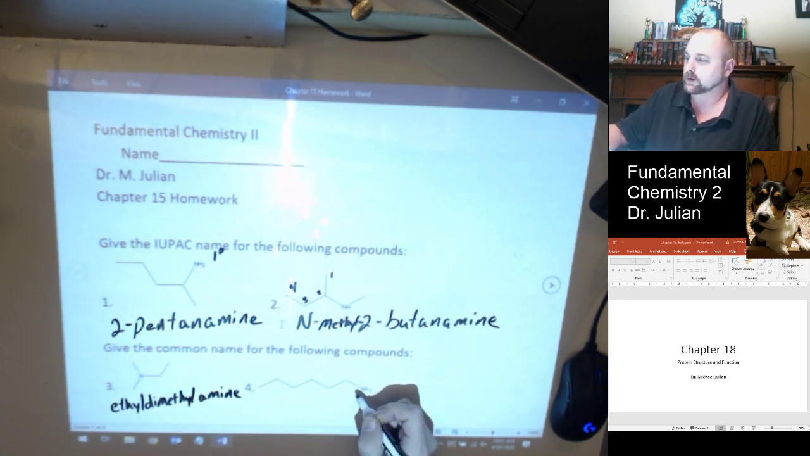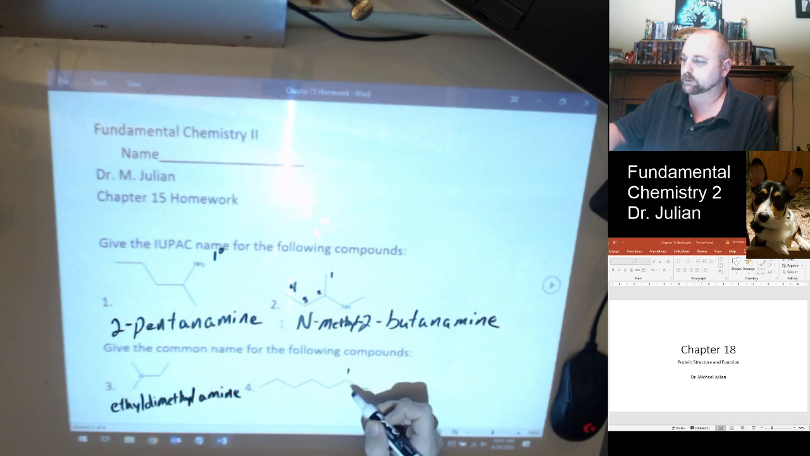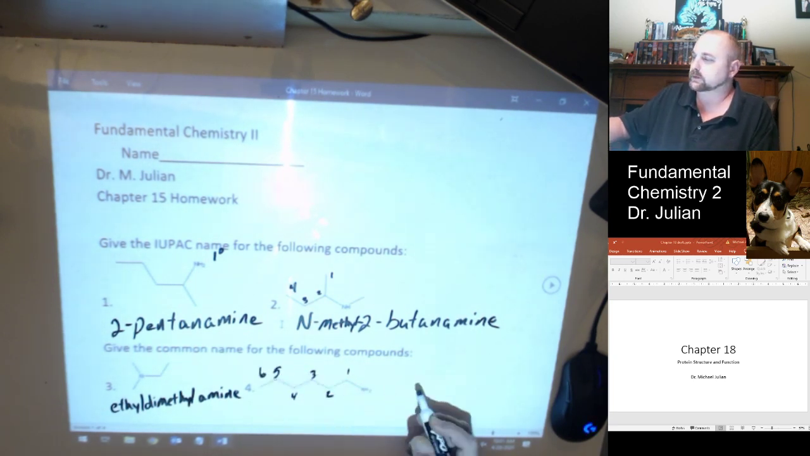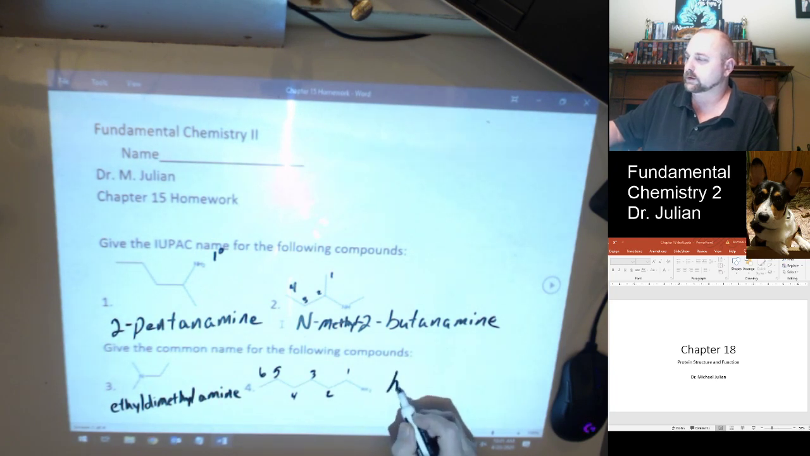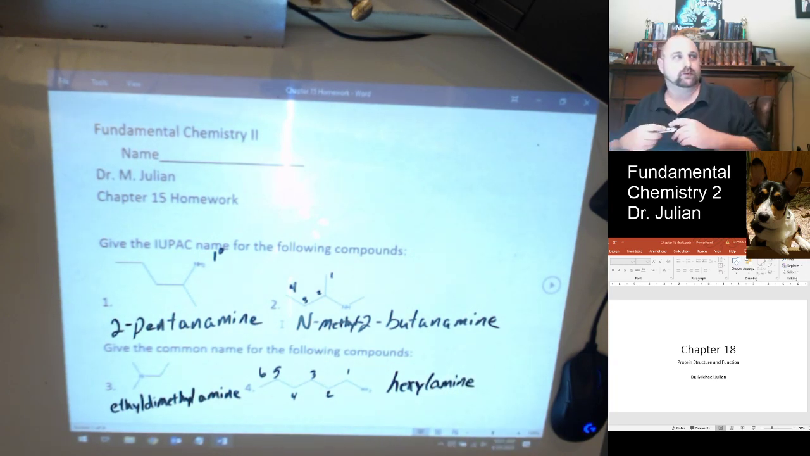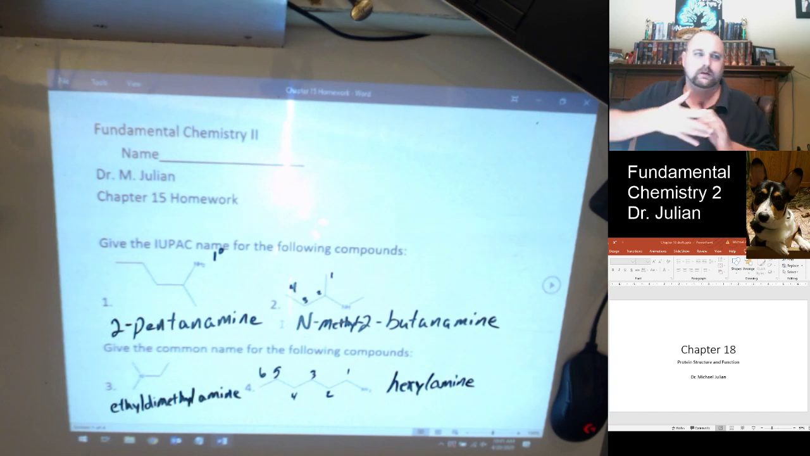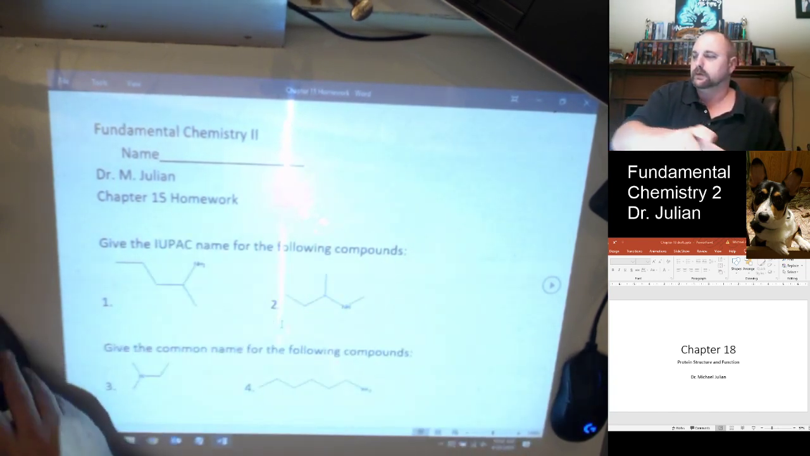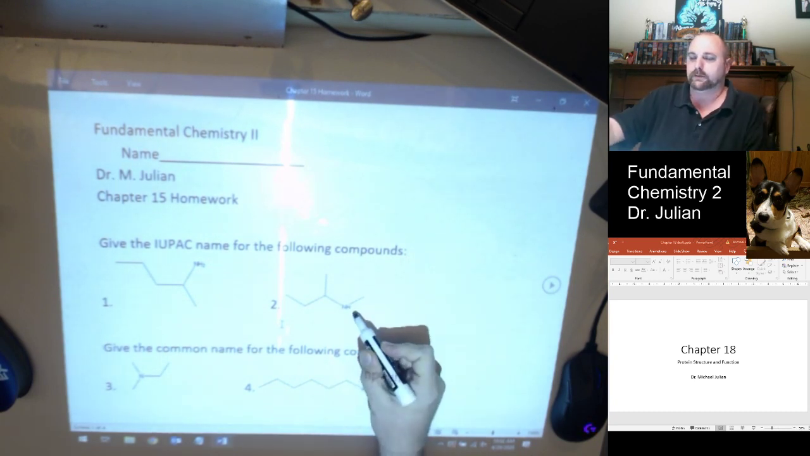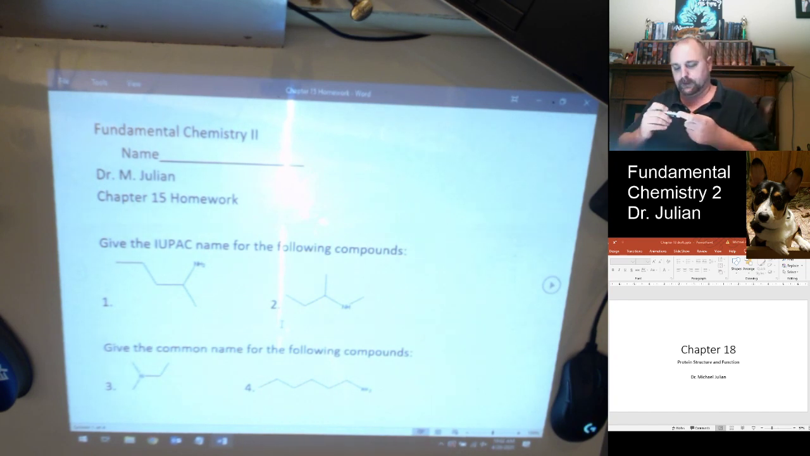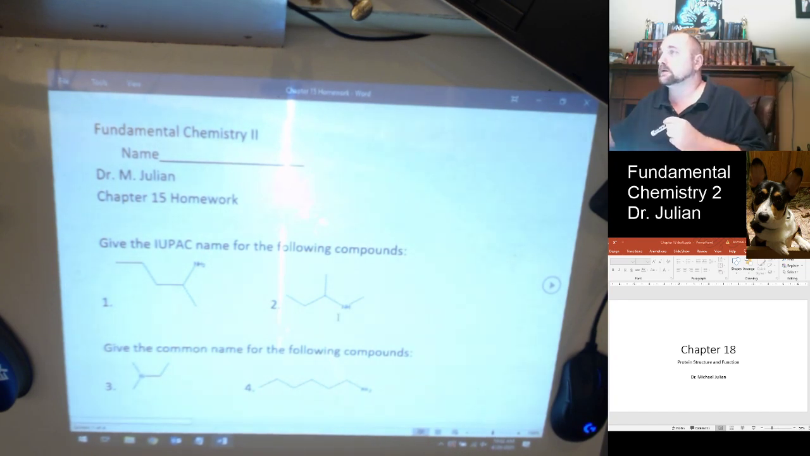Alright, so this one has one big long one. 3, 4, 5, 6. And so this would be hexyl amine. And that's pretty straightforward. So while I'm here, look at these. This is a secondary amine, tertiary amine, a primary amine. Alright, easy enough.